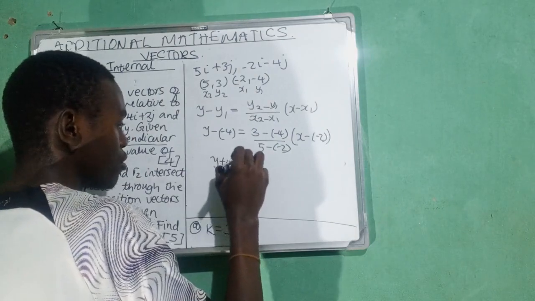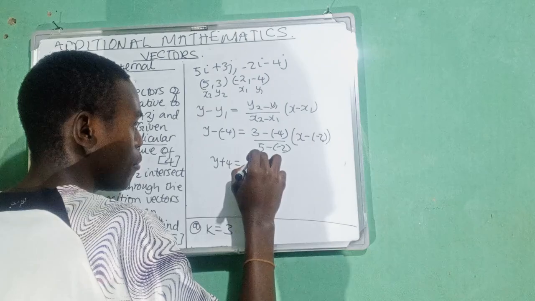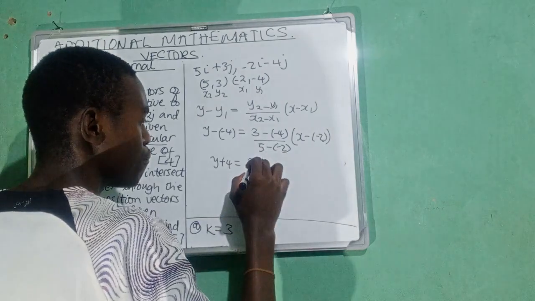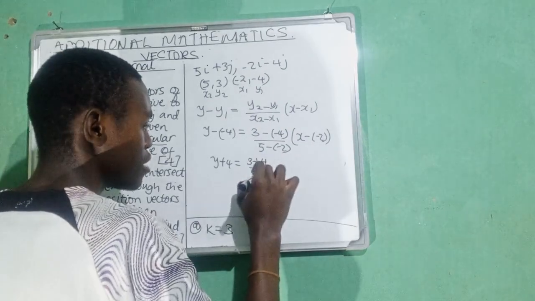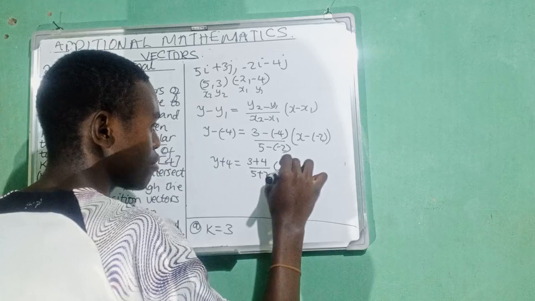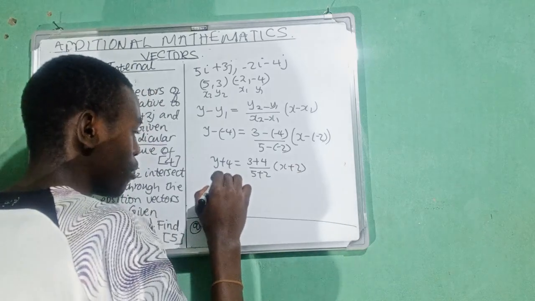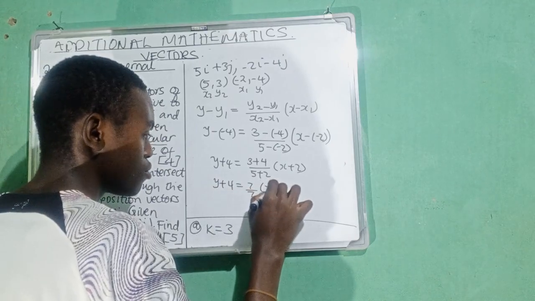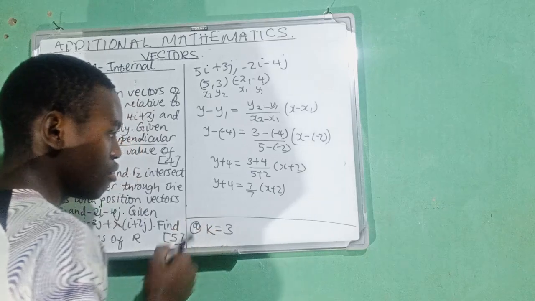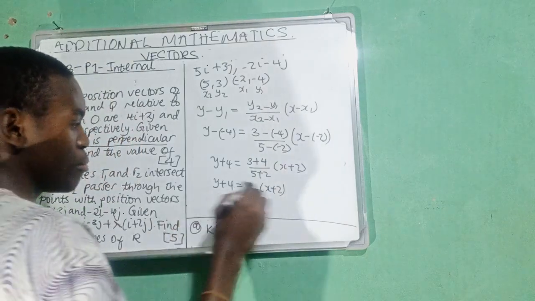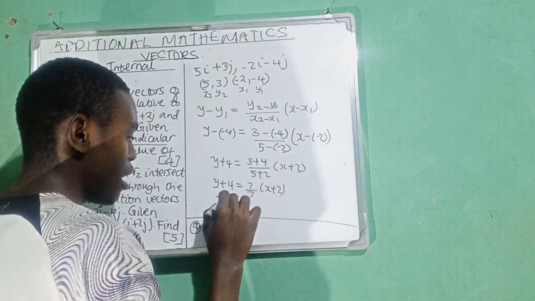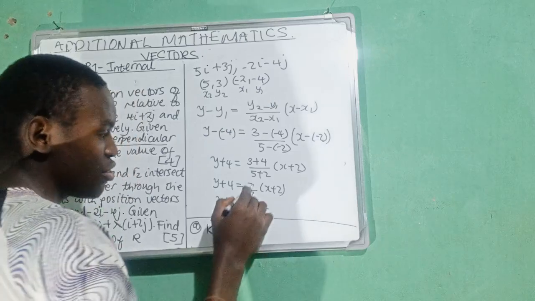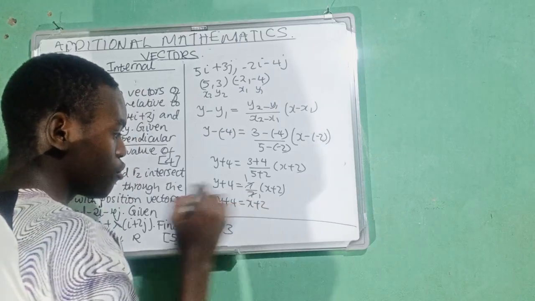Y plus 4 is equal to (3 plus 4) divided by (5 plus 2) times (x plus 2). So y plus 4 is equal to 7 divided by 7, times (x plus 2). 7 divided by 7 will simply be 1. So y plus 4 is equal to x plus 2, because 7 into itself is 1.